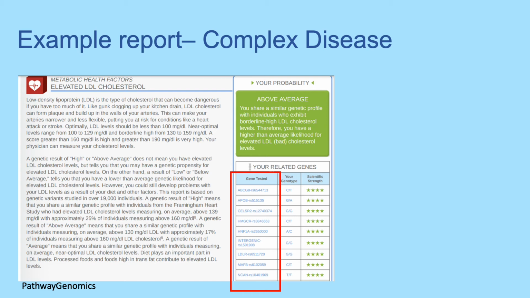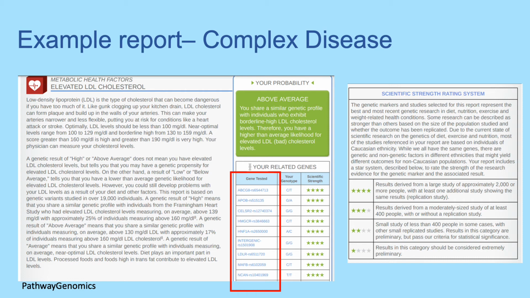As you may have already noticed, this company also lists the scientific evidence strands for the variants they tested for. That is to say, how reliable the evidence is for that variant. For LDL cholesterol level, the scientific evidence for how well the markers are associated with the disease is strong, as indicated by 4 stars. They define 4-star strands for large studies with more than 2,000 people who show an association between the variant and the disease.